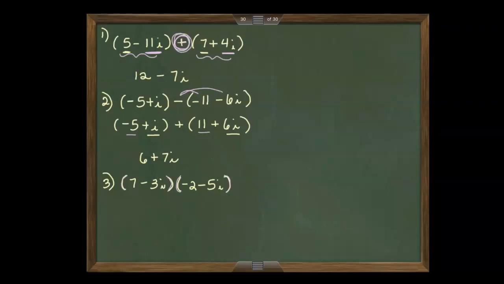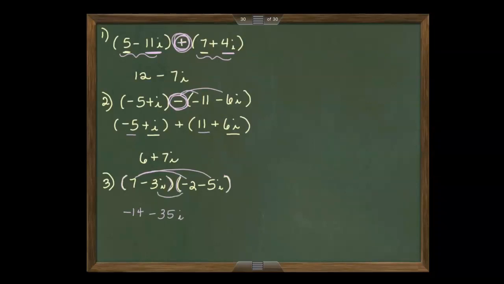So in number 1, we had an addition sign that joined our complex numbers. In number 2, we had a subtraction sign that joined our complex numbers. Here there's nothing in between the two numbers, and it's understood to be multiplication. Okay, so we're multiplying those two complex numbers. So what we're going to do then is just distribute across. Okay, so 7 times negative 2 will give us negative 14. 7 times negative 5i is negative 35i.